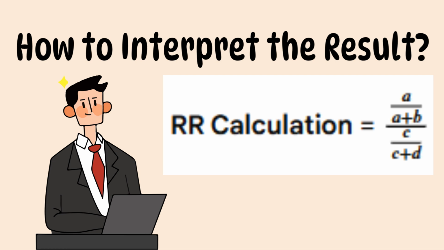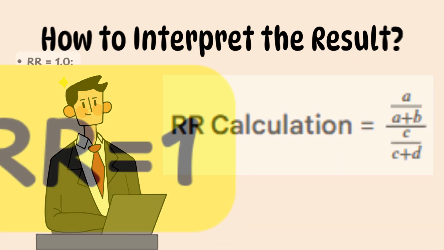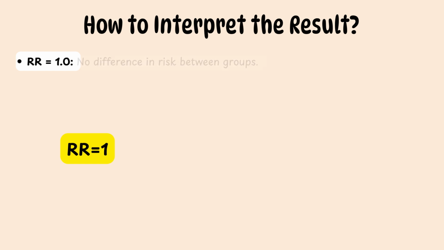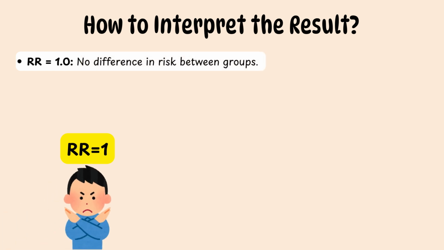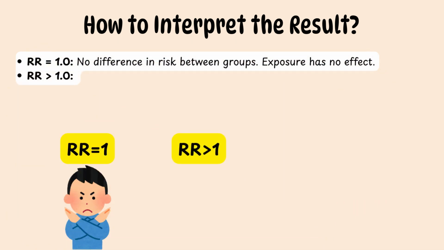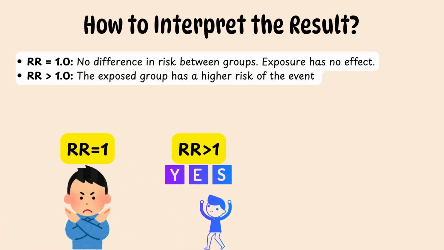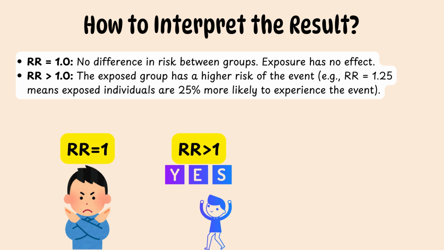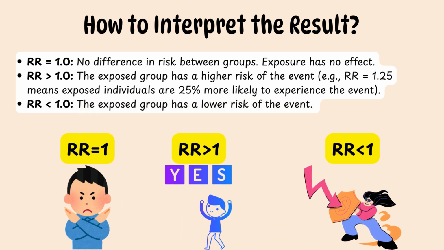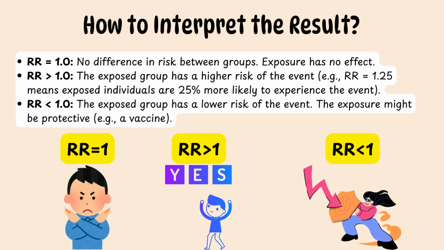How to interpret the result of the relative risk calculation? If relative risk is equal to 1, there is no difference in risk between groups. Exposure has no effect. If relative risk is more than 1, then the exposed group has a higher risk of the event. For example, a relative risk of 1.25 means exposed individuals are 25% more likely to experience the event. If relative risk is less than 1, the exposed group has a lower risk of the event. The exposure might be protective, for example, a vaccine.